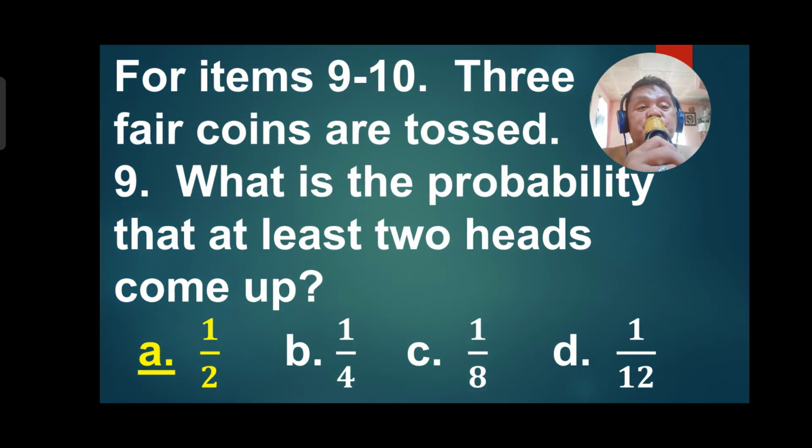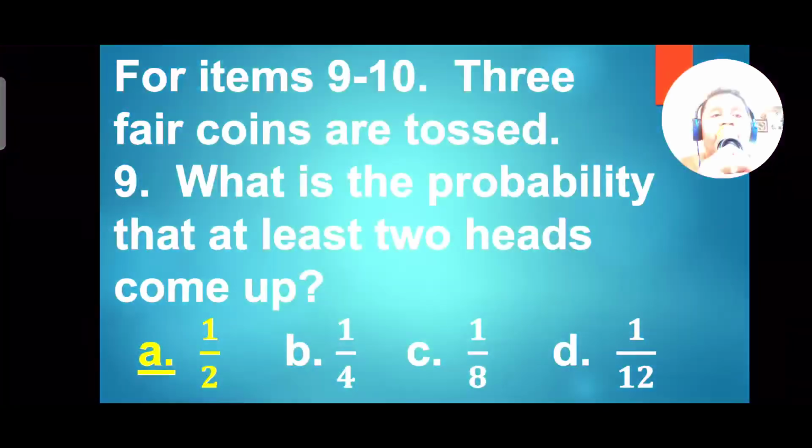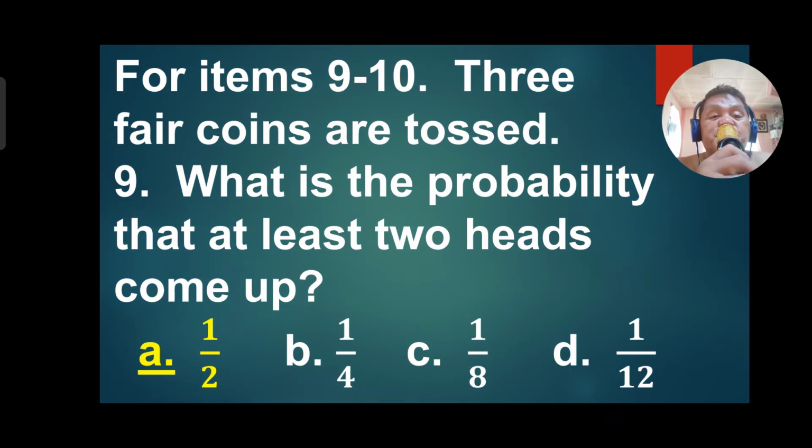For items 9 to 10, 3 pair coins are tossed. Number 9. What is the probability that at least 2 heads come up? So we have now letter A, 1/2, letter B, 1/4, letter C, 1/8, and letter D, 1/12. The answer here is letter A, or the probable answer here is letter A, equal to 1/2.